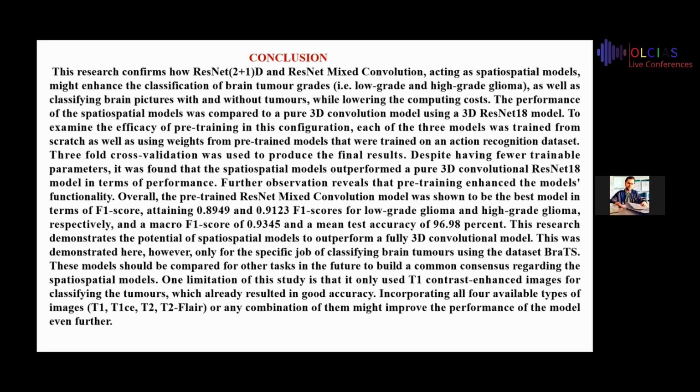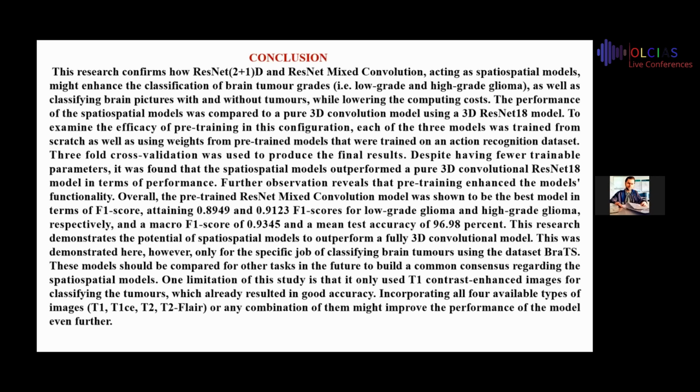The performance of the spatio-spatial model was compared to a pure 3D convolution model using a 3D ResNet 18 model. To examine the efficacy of pre-training in this configuration, each of the 3 models was trained from scratch as well as using weights from pre-trained models that were trained on an action recognition dataset. So threefold cross-validation was used to produce the final result.